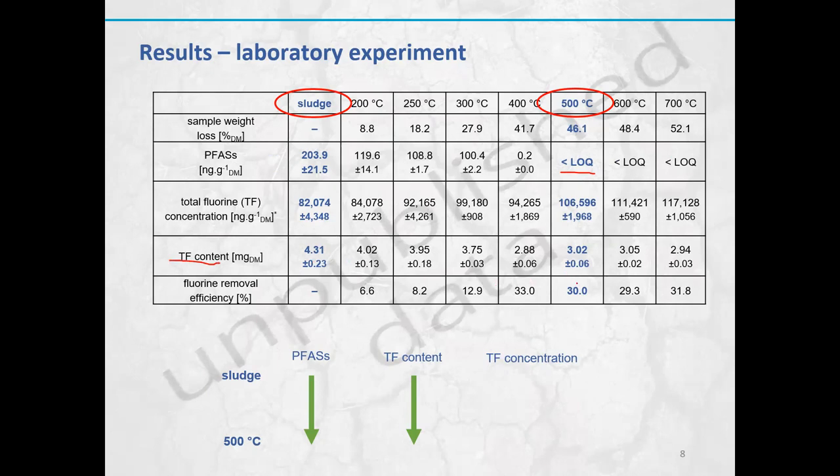In the laboratory experiments, it's about 30%. And we can also say that the total fluorine concentration is increasing. So in the sample, probably the salts of fluorine are concentrated. So PFAS are removed or mineralized, volatilized, or broken down into compounds which are not measurable. Total fluorine content is decreasing, and the concentration in the sample is increasing.